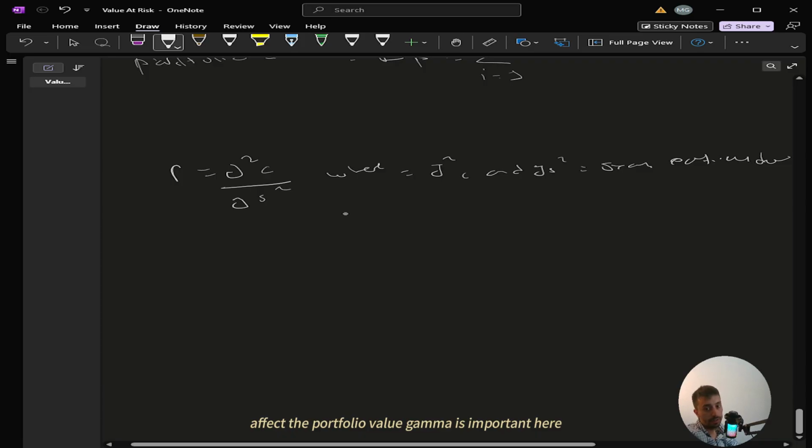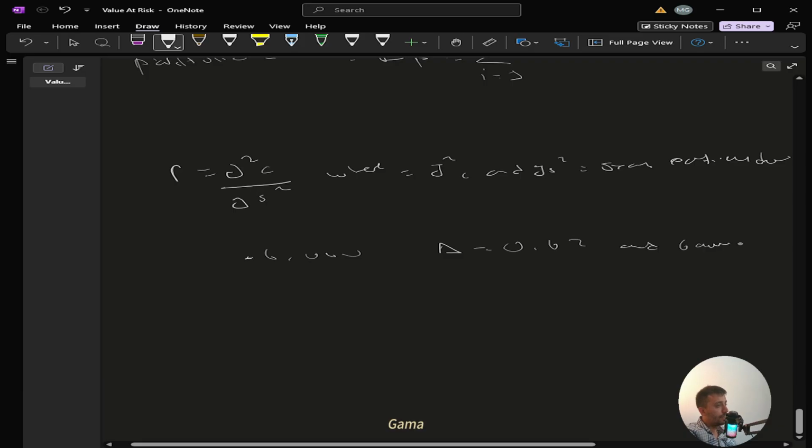Gamma is important here to understand delta better. I can give you a gamma neutral portfolio example. Assume a delta neutral portfolio has gamma of minus 6000. Also, suppose there exists a traded option with delta of 0.62 and gamma of 1.5. All right.